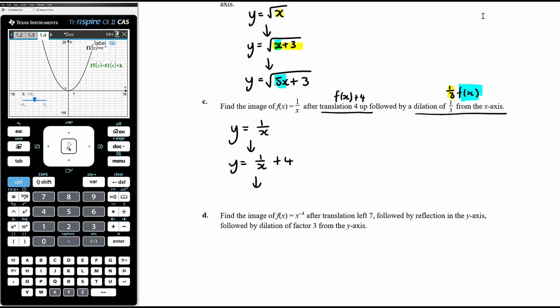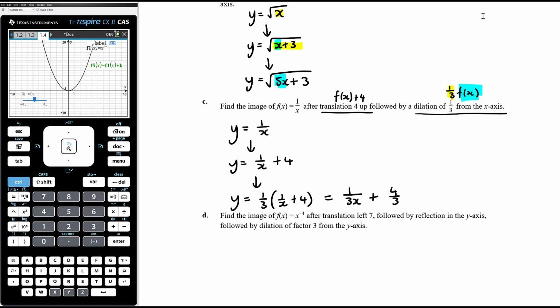Sorry, not final translation, final transformation, which is a dilation. So doing a third times the whole function. So we're taking our whole function as it is currently and then multiplying it by a third. Okay, so that's what's got to happen. So you're not multiplying the original function by a third because you've applied your translation first, then you're taking that thing and doing a third times all of that. Okay, so it'll be 1 on 3x plus 4 on 3.